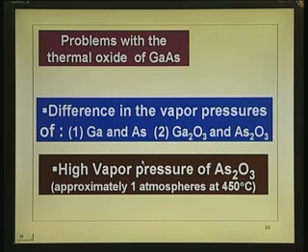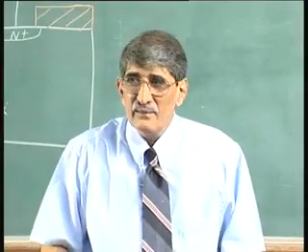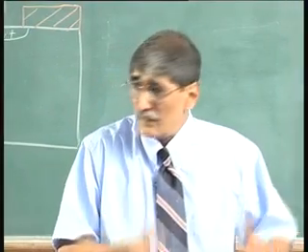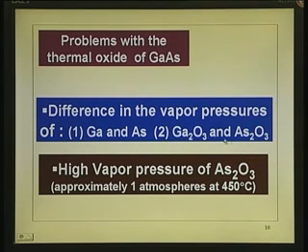Thermal oxide of gallium arsenide. After all, if you succeeded with silicon with thermal oxidation, why not gallium arsenide thermal oxide? Put it into a furnace, remove it and see what happens. Okay. Problem: multiple. You now have not only gallium and arsenic, which have different vapor pressures, you also have arsenic trioxide and gallium trioxide. Those also have different vapor pressures. So, you have multiple problems.